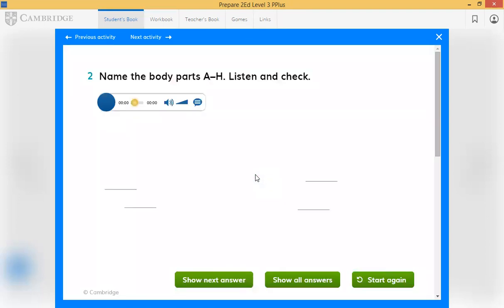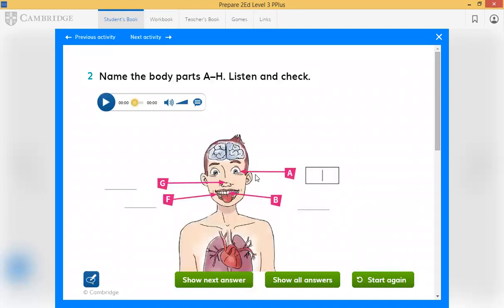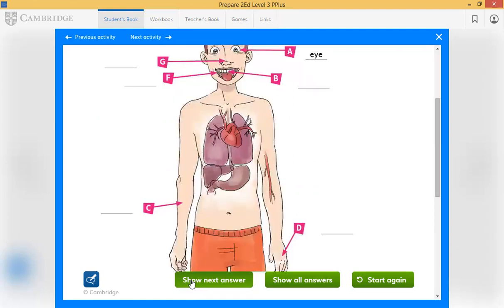Okay. Now the body parts A, B, C, D, E, F, G, and H. What are they? Letter A. What is the part A? Eyes. Yes. B. Feet.